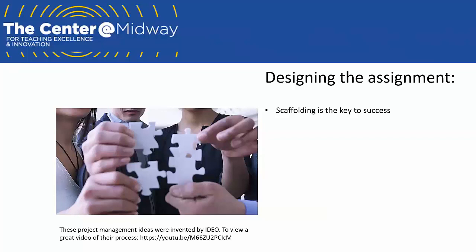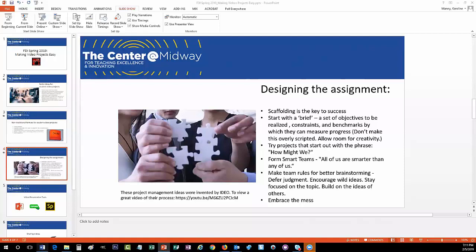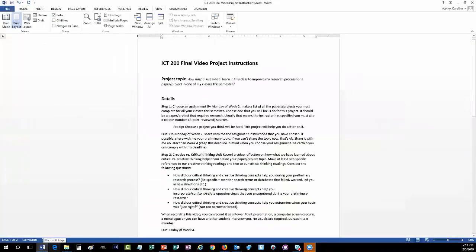So you want to be sure to give them an assignment that has the different stages and aspects of the video project laid out for them. I think I have an example open here. I teach a class called ICT 200 at University of Kentucky, and their video project is: how might I use what I learned in this class to improve my research process for a paper or project in one of my classes this semester? That is their final topic.